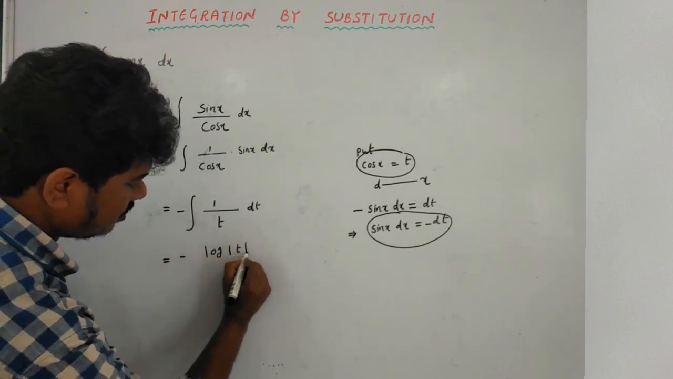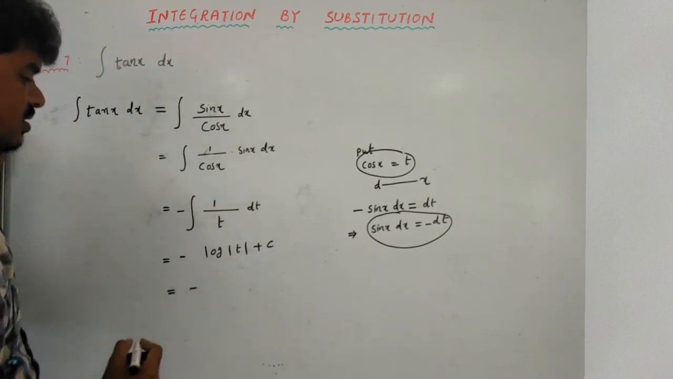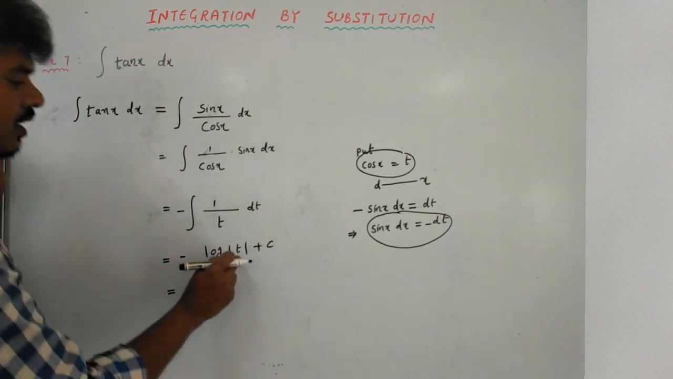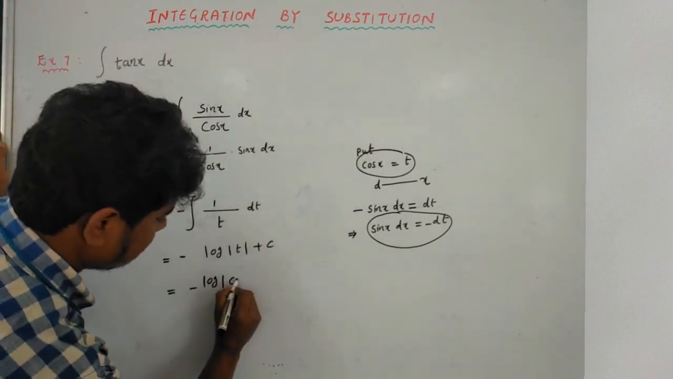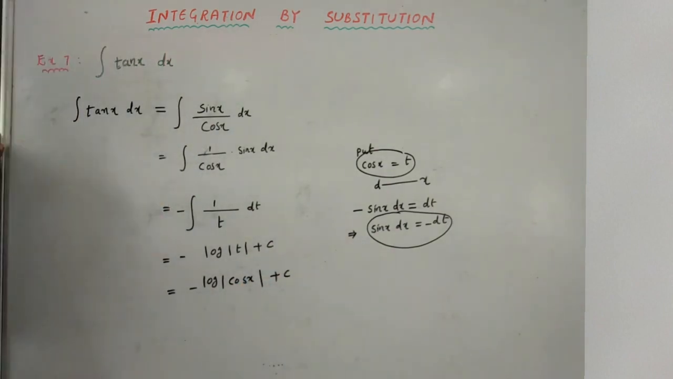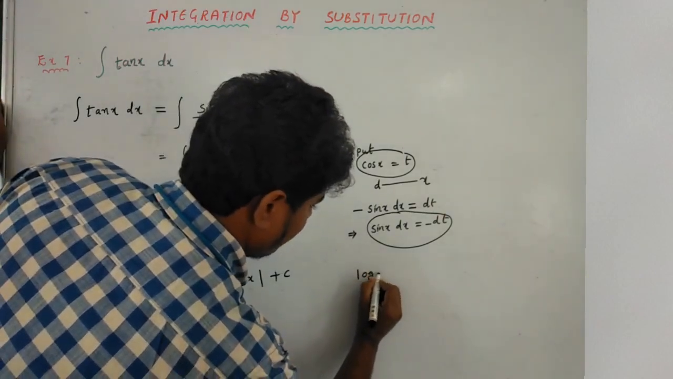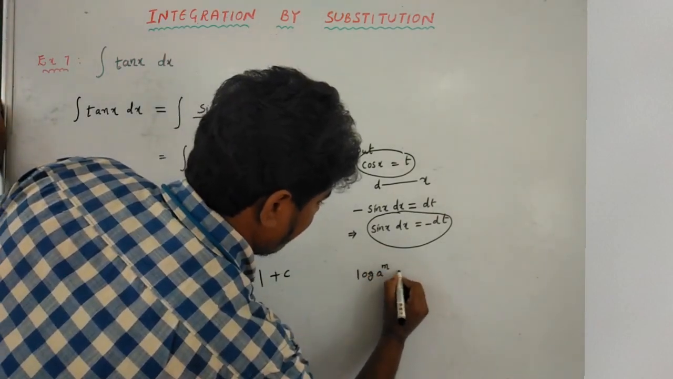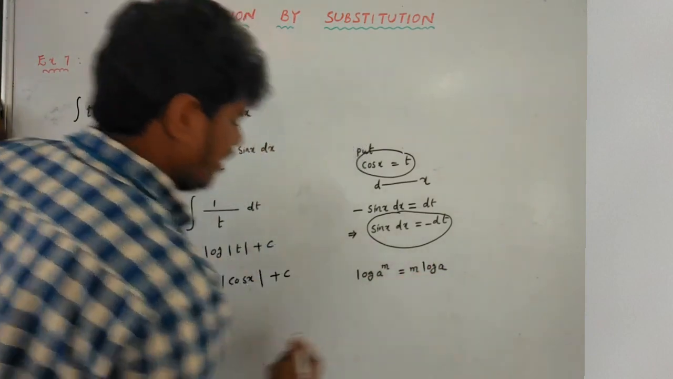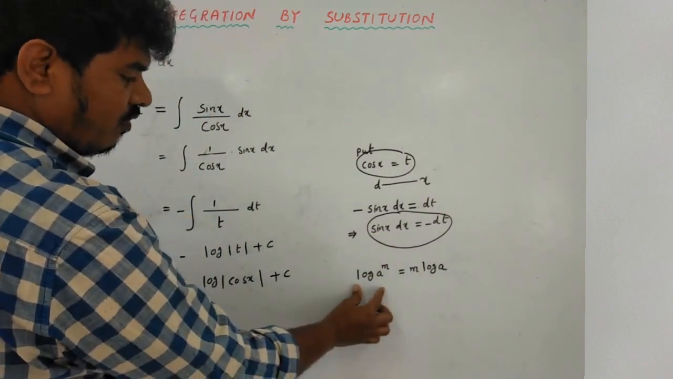Log mod t plus c, this is equal to minus log mod t, which means minus log cos x plus c. Here we have one formula: log a to the power of m is equal to m log a. Here m log a is equal to log a to the power of m.